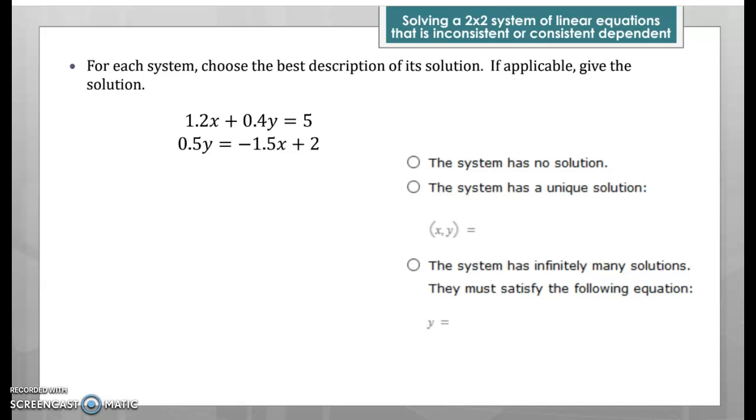Hey everybody, in this video we're going to talk about solving a 2x2 system of linear equations that is inconsistent or consistent dependent. Now remember, if a system is inconsistent, what does that mean? If it is consistent dependent, what does that mean? If it's inconsistent, that means there's not going to be a solution. If it's consistent dependent, that means that there is going to be a solution, but they're going to end up being the same line, so there are infinitely many solutions.